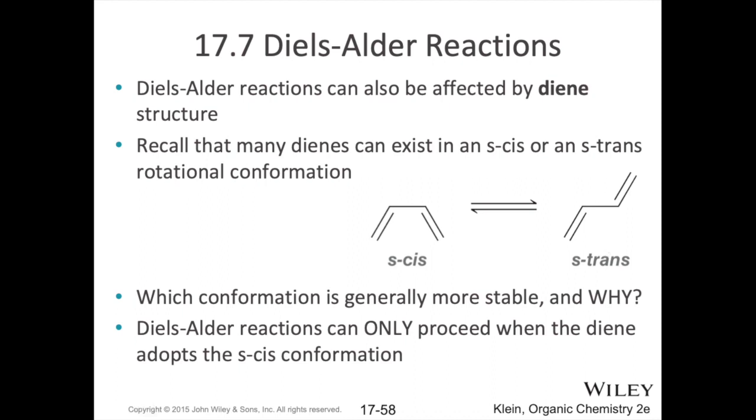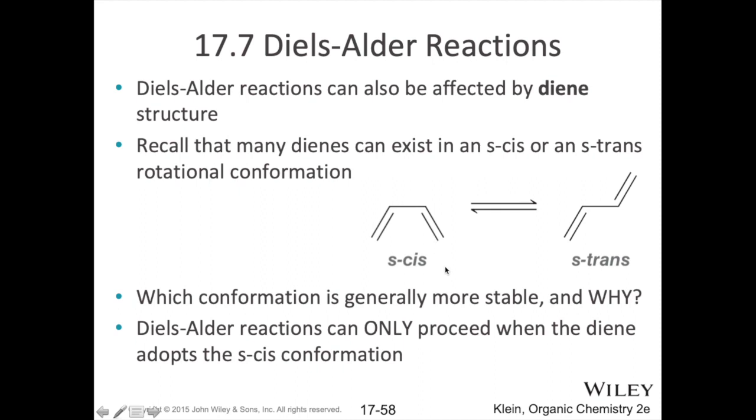Okay, now earlier in this chapter I talked about S-cis and S-trans rotational conformations, right? Now, while S-trans conformations are more stable, we need the S-cis conformation for Diels-Alder reactions. Okay, with the S-trans conformation, those two carbons are too far apart to form our link with our dienophile. So you do need that S-cis conformation to form that 6-member transition state and therefore go on to the product.